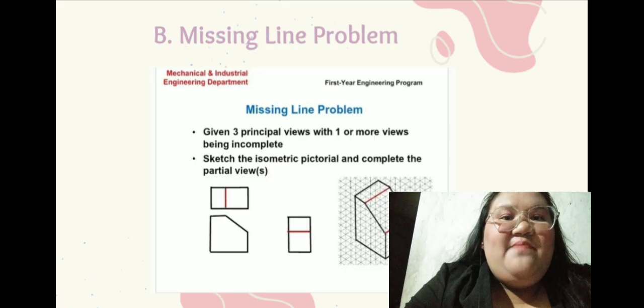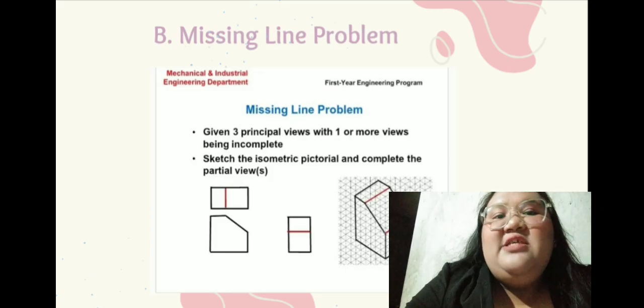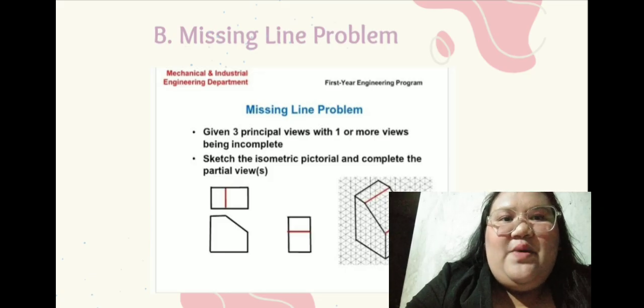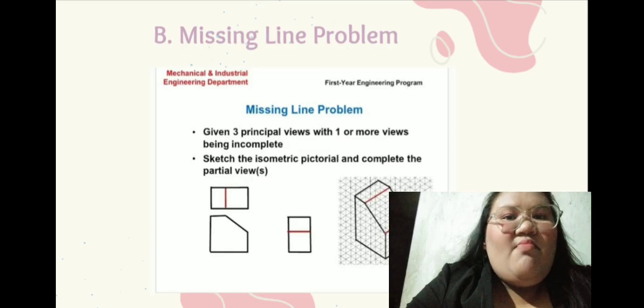Sketch the isometric pictorial and complete the partial view. To solve the missing lines, first, draw an isometric sketch, a 3D view. Second, use the 3D view to identify which edges exist on the actual object. And third, add those edges back into the incomplete orthographic views.